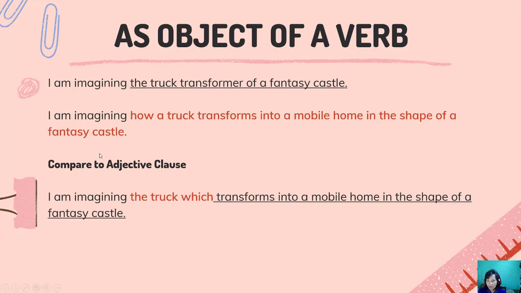I want to compare it with adjective clause. I hope that you have watched my explanation of adjective clause. A noun clause is to replace the noun. So this is the noun and it is replaced. There is no noun here. But an adjective clause is to describe a noun. That's why you can find the noun here that is described: the truck which transformed into blah blah blah.